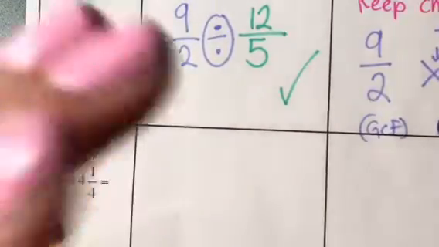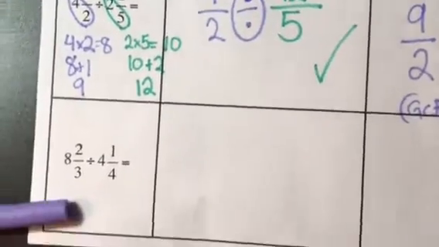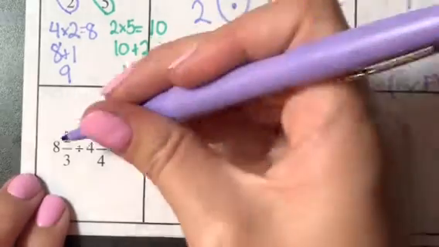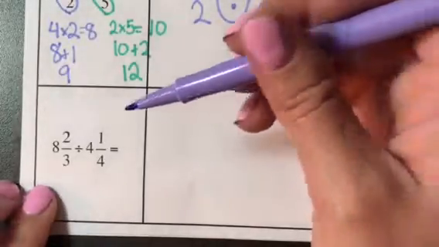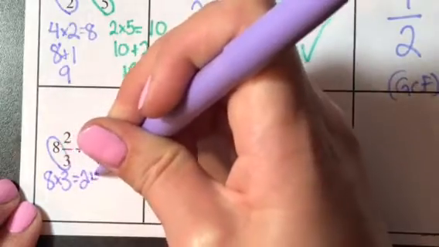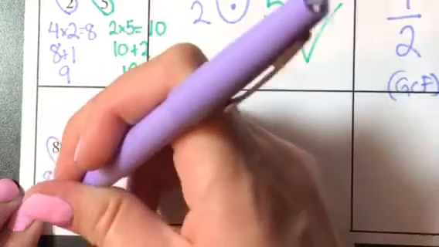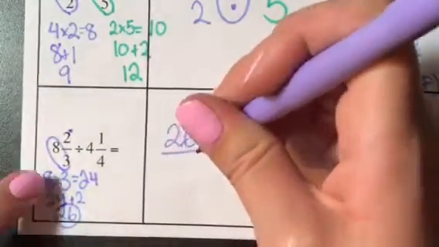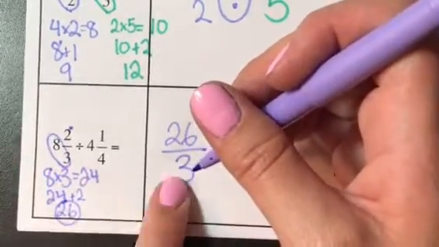So my first step, let me change this. Let me move that. There we go. So I'm going to get mad. I have 8 2/3 and 4 1/4. So I've got to multiply. 8 times 3 is 24. 24 plus 2 is 26. Wow, I had a brain fart there. So I have 26 over, the denominator stays the same. That's where I'm getting that number from.